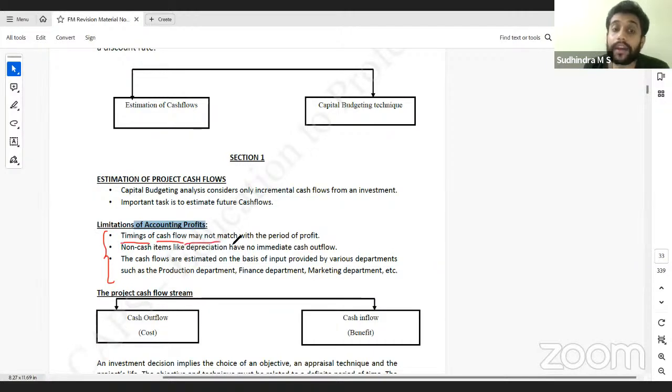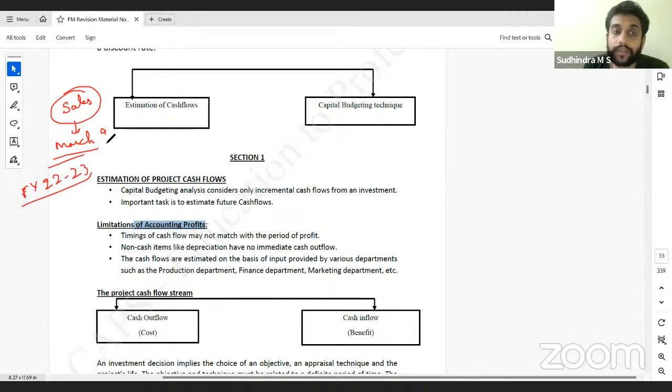Timing of the cash flow may not match with the period of profit. So the cash we are receiving and the period in which profit is recognized might be different. Simple example: a sales invoice would have been raised in March. That means it would be included in the financials of 22-23, because March 23 comes under 22-23, and sales would have been recorded in that month. But if we receive it in April, receipt happens in a different period. Profit is of this period. Receipt is happening in this period.